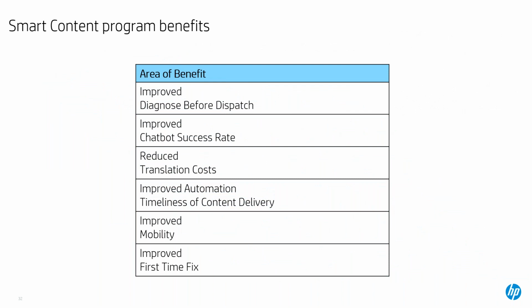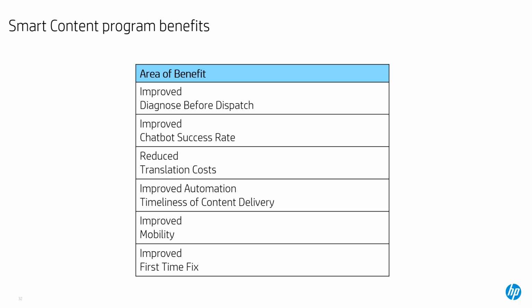We have seen really good success in all these following areas with the Smart Content program. The Smart Content provides us with the ability to deliver micro topics which are specific to the user's context and experience. And it also establishes the single source of content, provides consistency in communication, and reduces costs. We've been able to improve diagnose before dispatch anywhere in the range of 5 to 15%. Chatbot success rate is ranging between 50 to 25%.